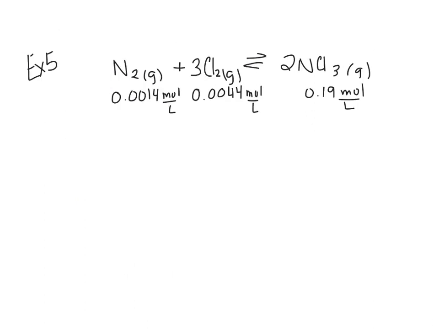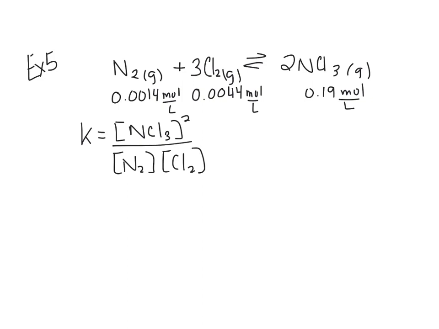Okay, here's an example of what happens when you can actually find the value of your K. So we have this reaction, nitrogen plus chlorine gas reacts to form nitrogen trichloride. And at equilibrium, we have these three concentrations for the substances. So when you write your K expression, always show this part first. Write out your K expression properly first. So products over reactants.